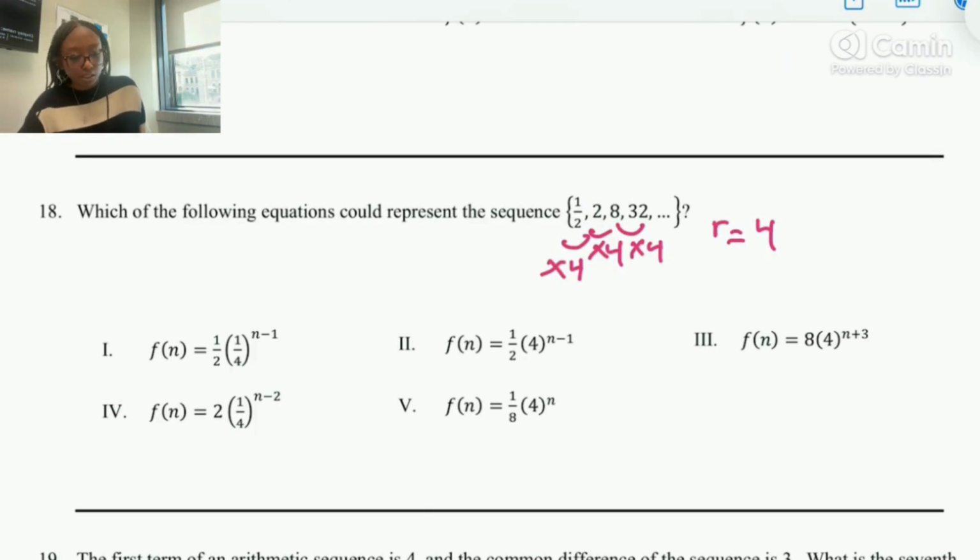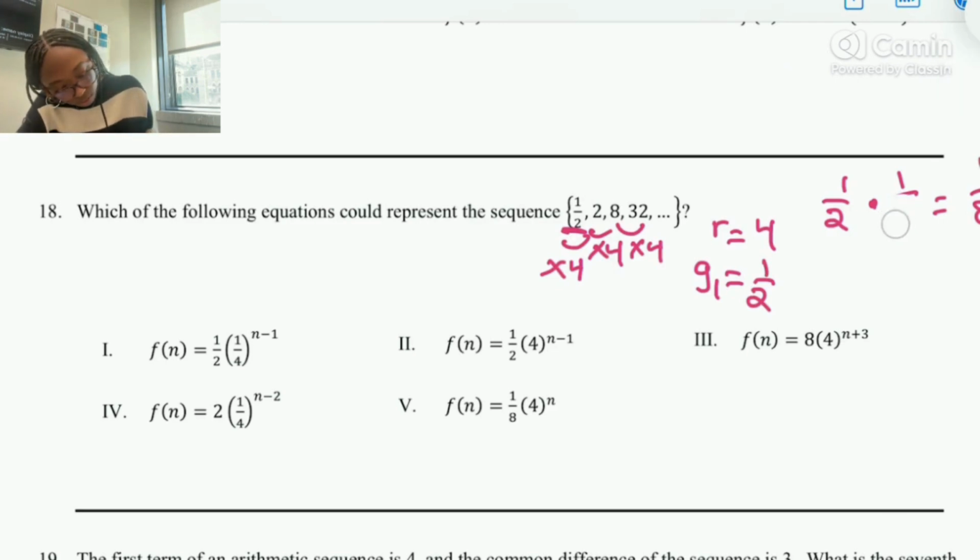So this is a geometric sequence, considering that our first term is 1/2. G1 equals 1/2. Or we could think about our initial term, or the 0th term. So we will divide 1/2 by 4. 1/2 divided by 4, or multiplied by 1/4, is going to give us 1/8. So knowing that, we know that our 0th term, G0, equals 1/8.